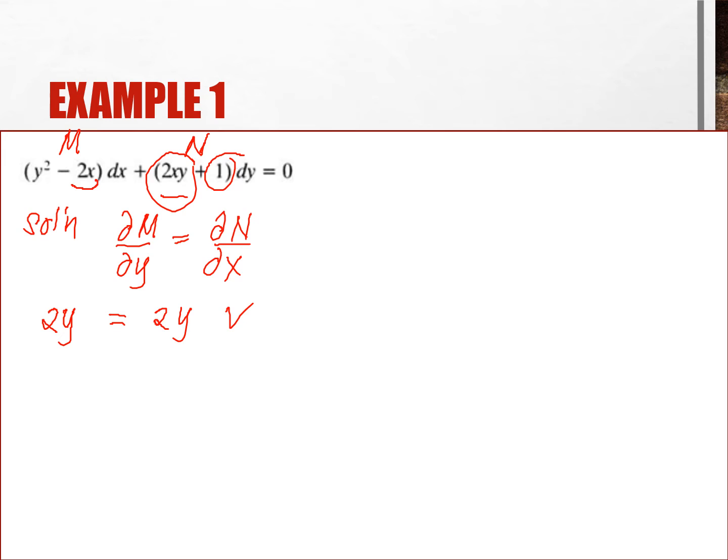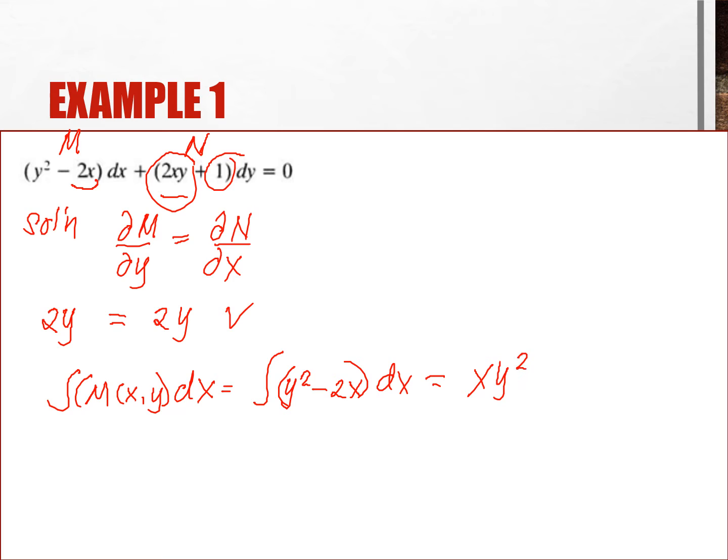Therefore, the solution is that we have to find the function of each side. First we integrate M(x, y) dx. Your M is the integral of y squared minus 2x dx. So that will be x y squared minus x squared.